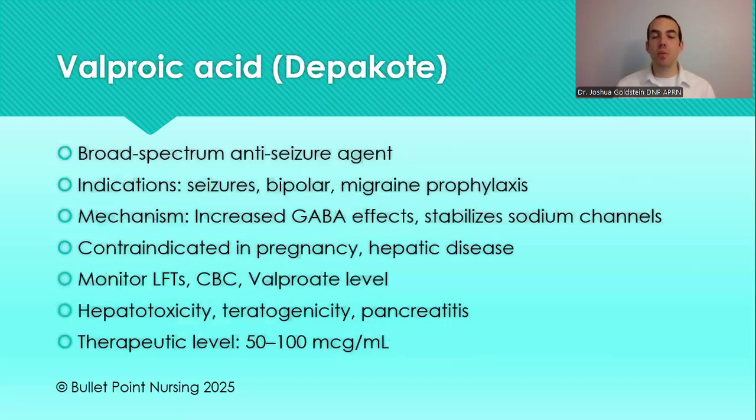Next, we have valproic acid. We mentioned already earlier, this is the absolute teratogenic one, nothing to talk about. We can't use this in pregnancy unless there's no other choice, in which case we're taking very major risk with the baby. This is considered a broad spectrum anti-seizure medication.